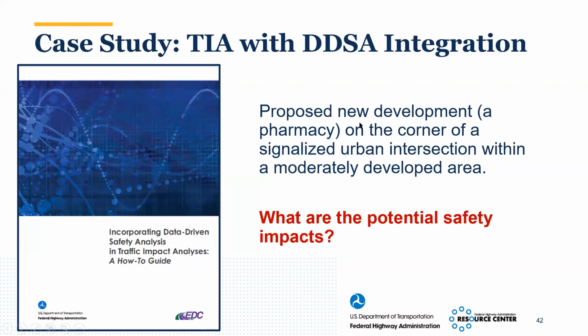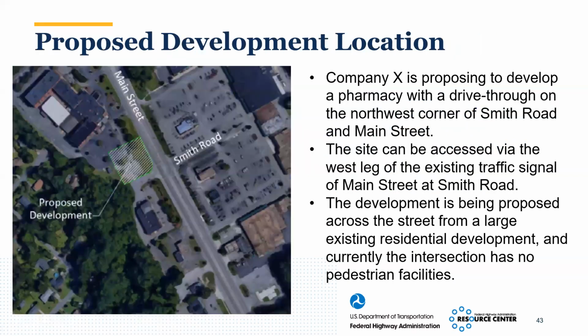But how about the potential safety impacts of having a new development? So let's review this new development together. Company X is proposing to develop a pharmacy with a drive-through on the northwest corner of that signalized intersection. The site can be accessed via the west leg of the existing traffic signal, and the development is being proposed across the street from a large existing residential area.